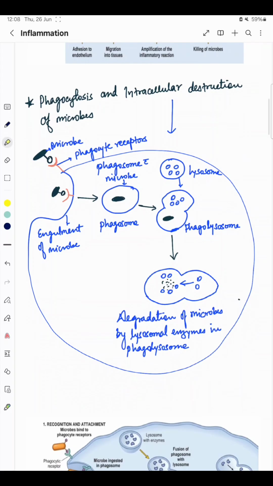Now we will see phagocytosis and intracellular destruction of the microbes. As the phagocytic cells have receptors for the microbes, they recognize the microbes, then they start engulfment of the microbes and form a phagosome. The phagosome has the microbe inside the vacuole. This phagosome fuses with the lysosome and forms a phagolysosome, and in this phagolysosome there is degradation of the microbes with the help of lysosomal enzymes.